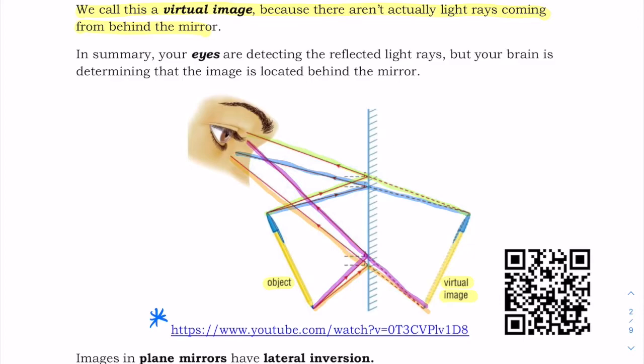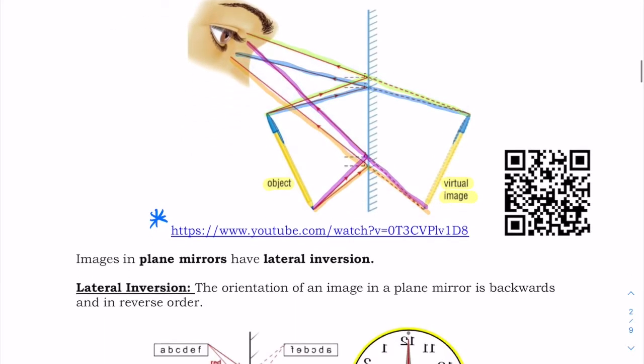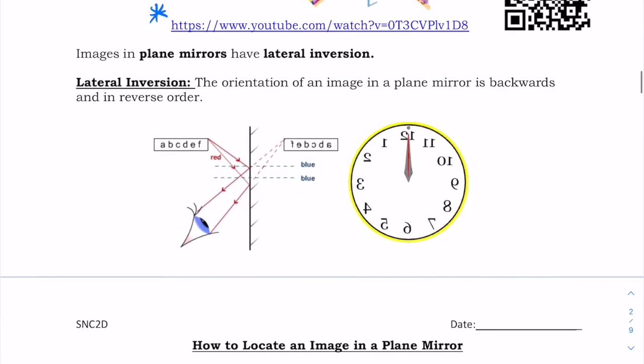All right, you're back. So one property of images in plane mirrors is that they have something called lateral inversion. And lateral inversion is when the orientation of an image in a plane mirror is backwards and in reverse order. Okay, so we'll look at an example below.